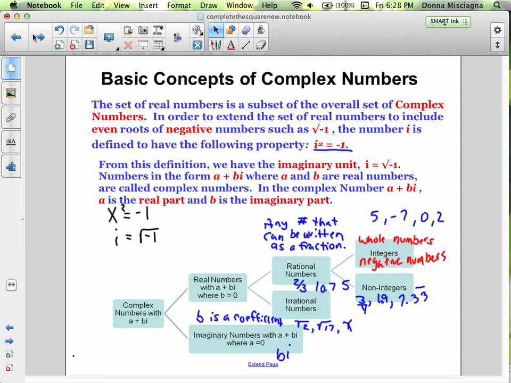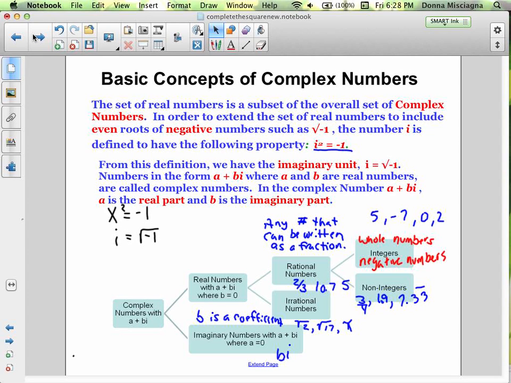Well, numbers like the square root of 2, the square root of 17, and pi. Those are irrational numbers because they never terminate and they never end. The rational numbers and the irrational numbers together make up the real numbers, with a plus bi where b is 0. So there's no imaginary part because they're real numbers.